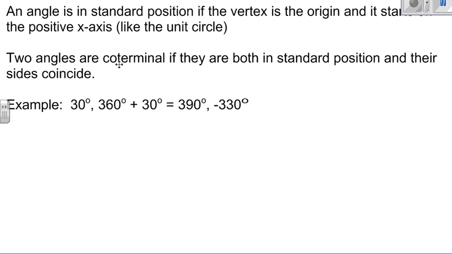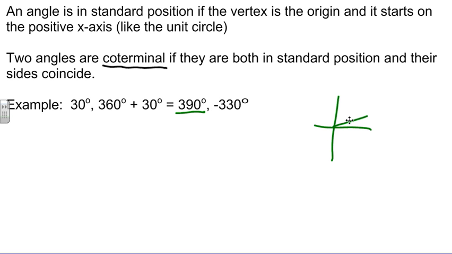Now we can talk about coterminal angles. Angles are coterminal if they're both in standard position and their sides coincide, so like they stop at the same place. So for degrees, 30 degrees will be the same as 390 degrees, because that would be a full circle plus 30. Or if you went around the other way, it would be the same as negative 330 degrees.